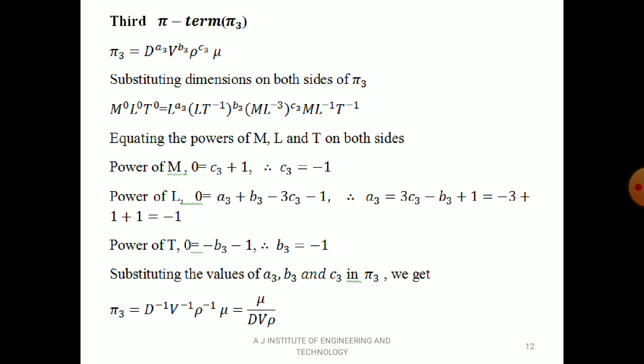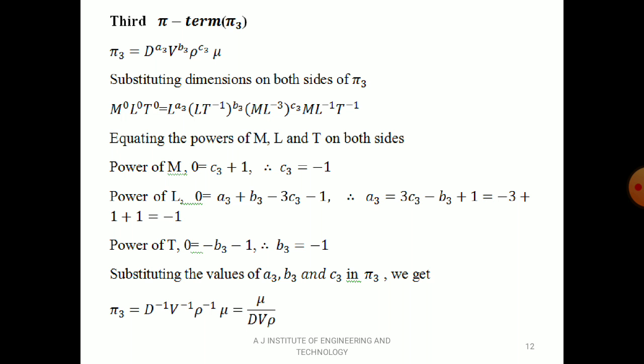Then equating the power of t, so t to the power 0 on left hand side, t to the power minus b3 on right hand side, t to the power minus 1 again on right hand side. So we can get expression as 0 equal to minus b3 minus 1. Upon rearrangement we can get value of b3 as minus 1. So we can substitute values of b3 and c3 in equation 2 for a3. So a3 equal to 3c3 minus b3 plus 1.